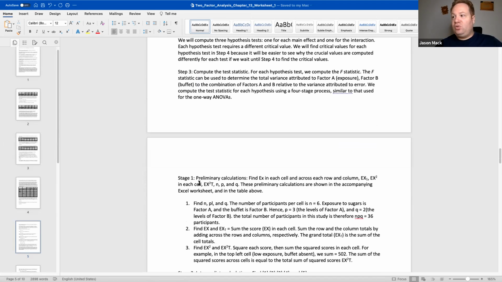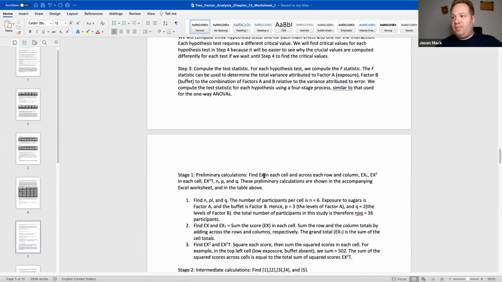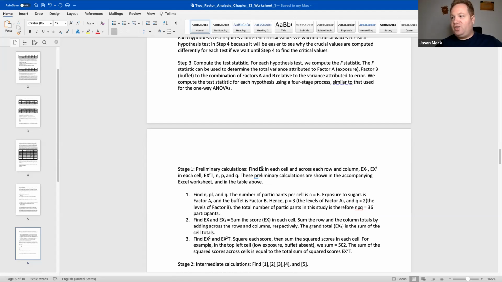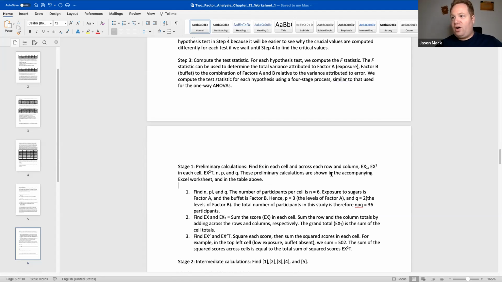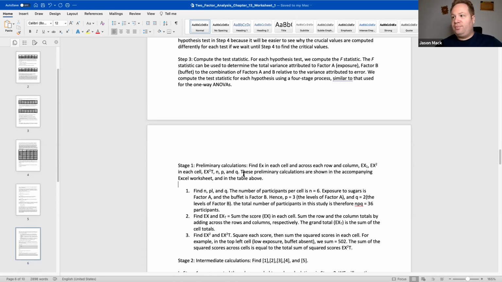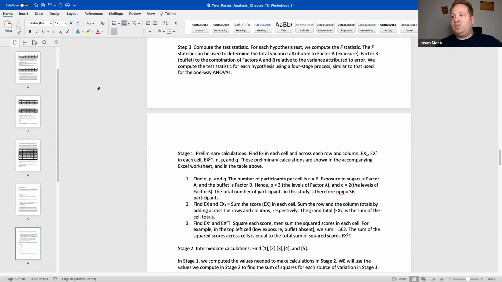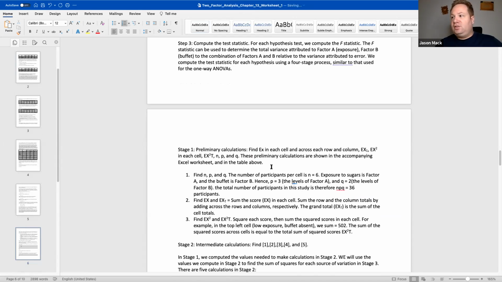So we have to do the preliminary calculations. We're going to find the sum of the values in each cell. So find the sum of the values in each cell, across each row and column, and N, P, and Q. These preliminary calculations are shown in the accompanying Excel worksheet and in the table above. So find N, P, and Q. The number of participants per cell is N equals 6.